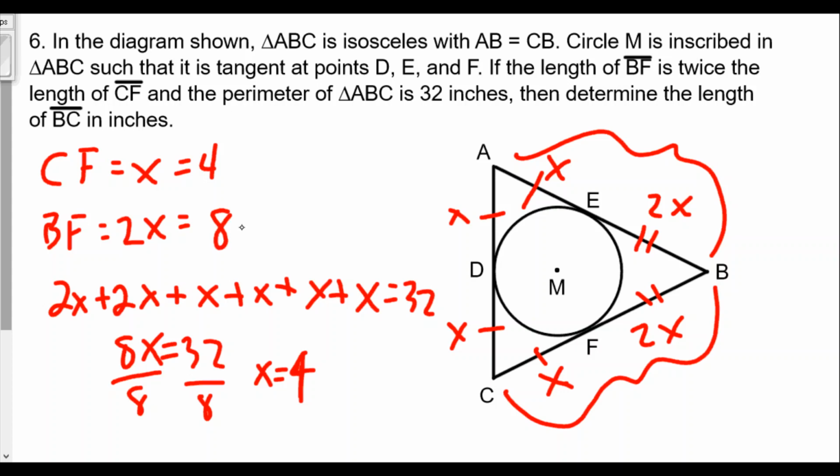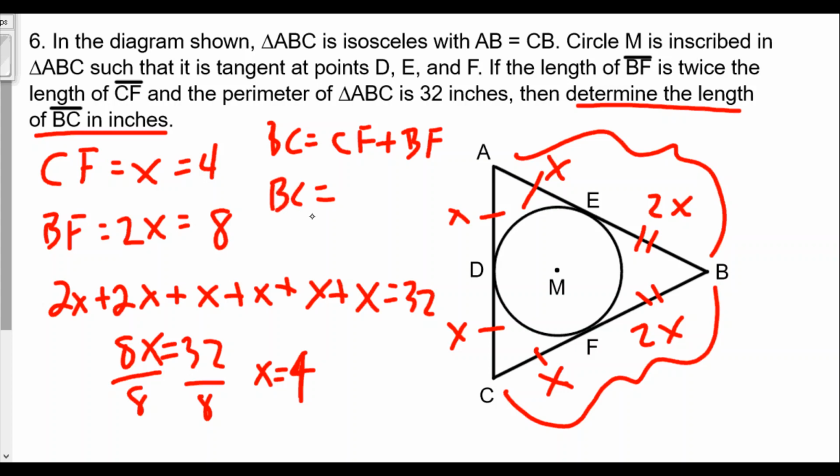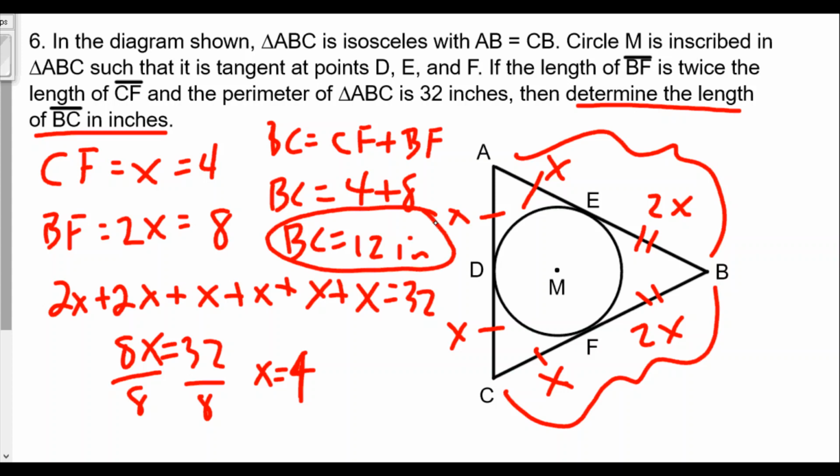The question now is asking, determine the length of BC in inches. Well, BC is going to be the sum of BF plus CF. So BC equals CF plus BF, which means BC is equal to 4 plus 8, which means BC is equal to 12 inches. There goes question number 6.